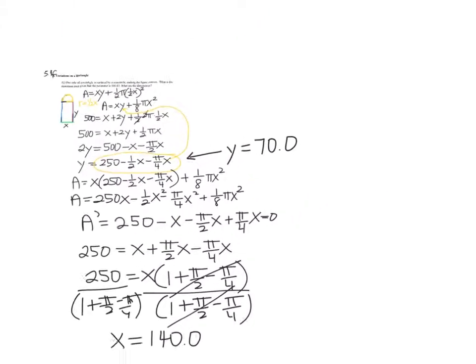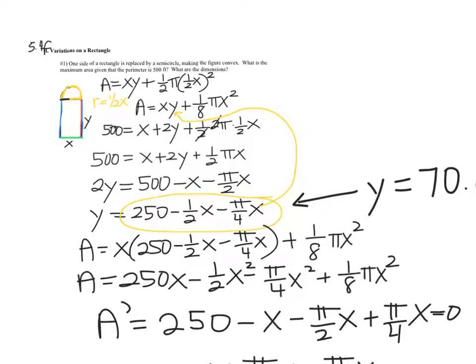Okay, so let's go back up to here. So X is actually bigger than that? Yeah. Or drawing is off? Drawing is way off. So X is 140, Y is 70, and these are feet.